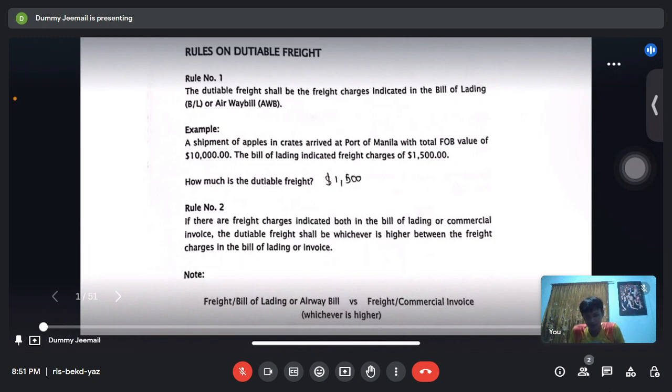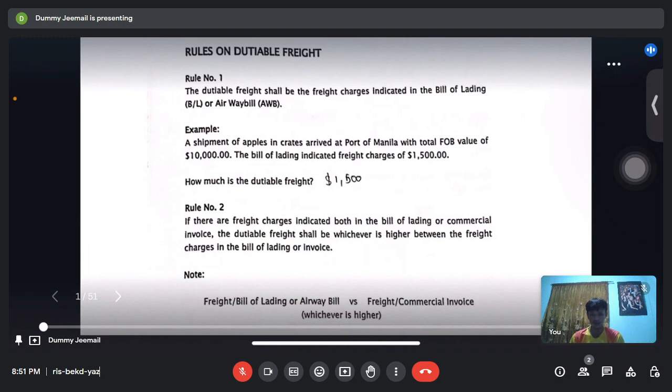There are a total of 10 rules in dutiable freight. So first, we have rule number one. The dutiable freight shall be the freight charges indicated in the bill of lading or airway bill.